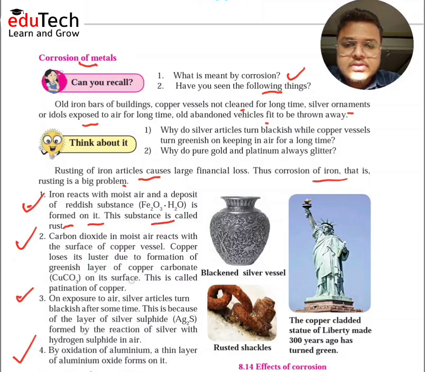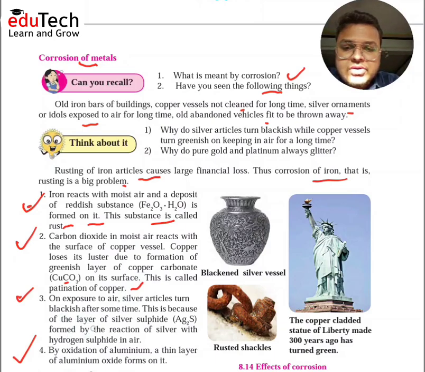Now the second one is rust on copper. Carbon dioxide in moist air reacts with the surface of copper vessels. Copper loses its luster due to the formation of a greenish layer called copper carbonate, CuCO3, on it. This is called patination of copper.